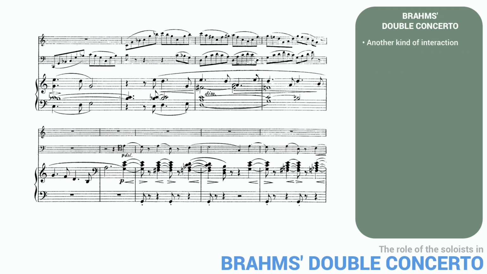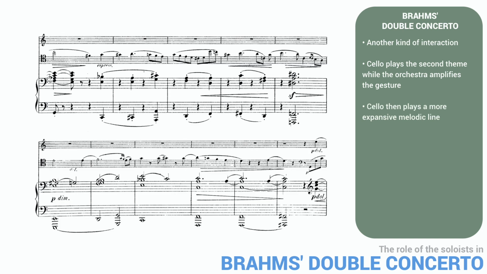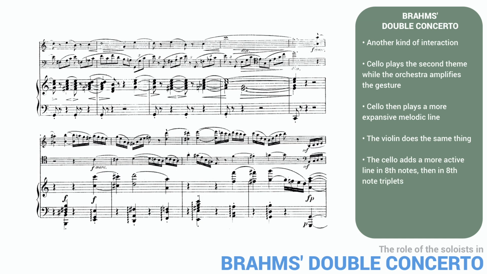Now Brahms shows us yet another kind of interaction. Here the cello plays the second theme while the orchestra amplifies the gesture. Winds alternate with pizzicato strings. The cello then plays a more expansive melodic line. When it comes to a rather inconclusive punctuation, the violin does the same thing with the same material. But the cello, instead of retiring, adds a more active line in eighth notes, then in eighth note triplets. So a texture which previously had 2 layers now has 3.